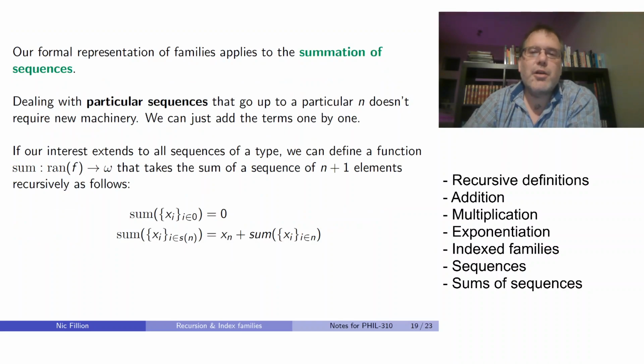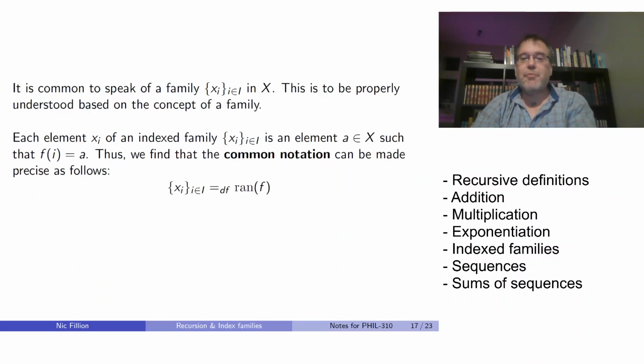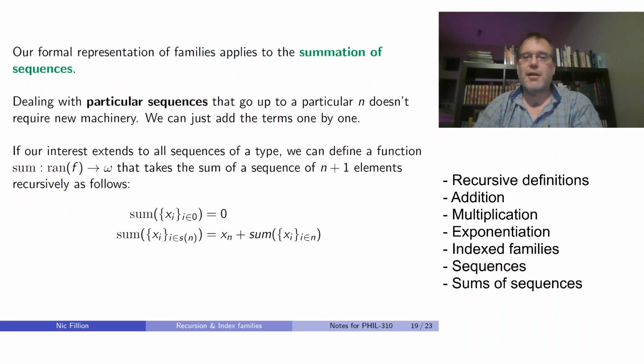So the next thing we're going to do is look at summation of sequences. Now, if you have a particular sequence, sorry for changing slides so quickly, I got confused. So if you have a particular sequence that has a particular length, which is a natural number, then that's easy. You can just say you have 5 items in your sequence. Well, you can just add them one by one. You don't need any new machinery.